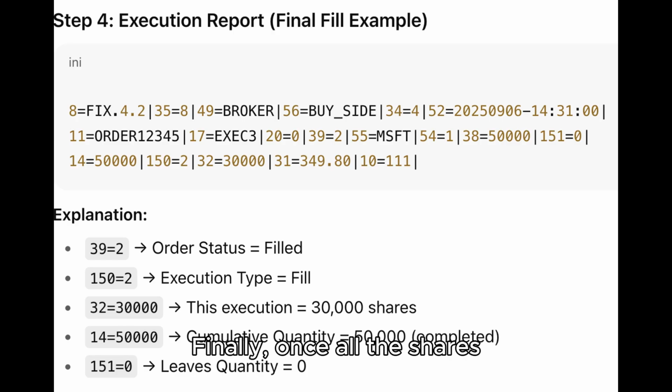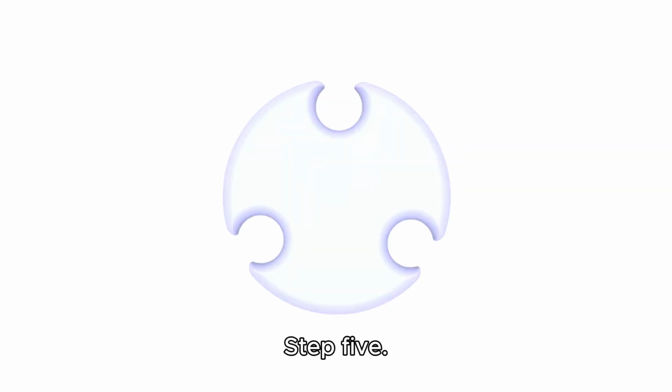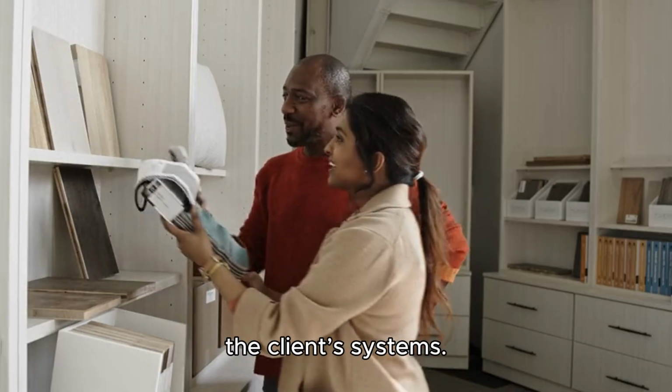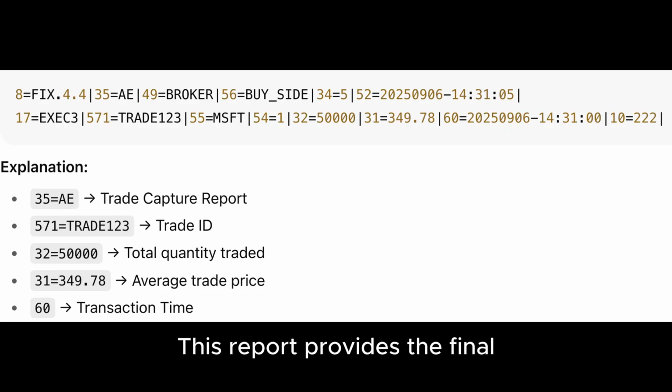Step 4. Finally, once all the shares have been bought, the broker sends a final execution report showing that the full 50,000 shares have been completed at an average price of about $349.80. Step 5. To finish the process, a trade capture report can be sent to the client's systems. This report provides the final booking details of the trade, which is used for record keeping and settlement.